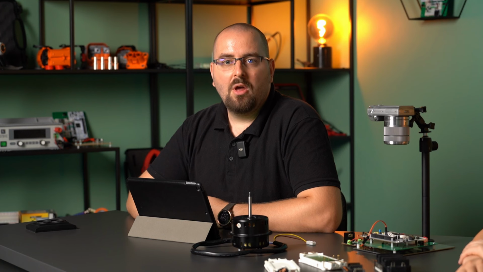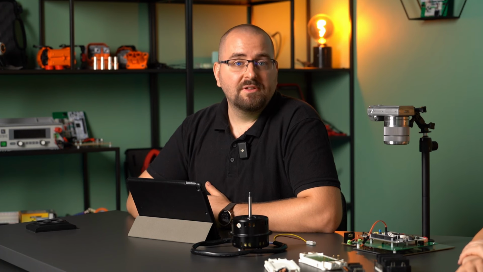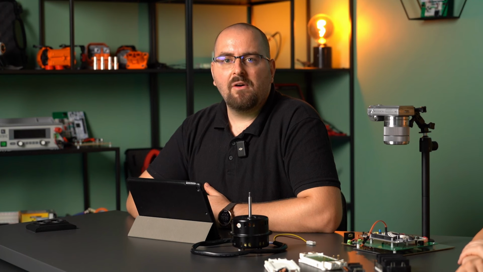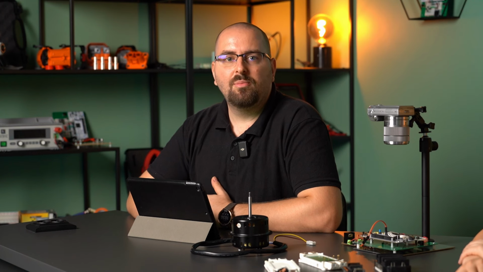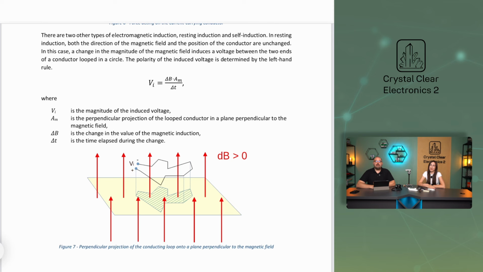There are two other types of electromagnetic induction: resting induction and self-induction. In resting induction, both the direction of the magnetic field and the position of the conductor are unchanged. In this case, a change in the magnitude of the magnetic field induces a voltage between the two ends of a conductor looped in a circle. The polarity of the induced voltage is determined by the left-hand rule. If the thumb of your left hand is pointing in the direction of the magnetic induction vector, the end of the wire towards which your bent fingers are pointing will be more positive.